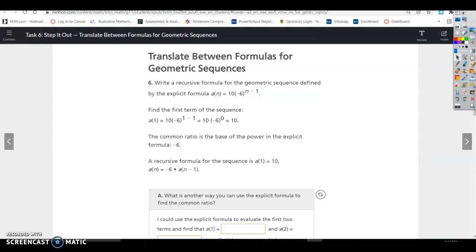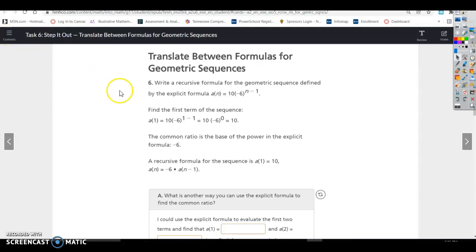Lesson 14.2, task 6. Translate between formulas for a geometric sequence. Write a recursive formula for the geometric sequence defined by the explicit formula a of n equals 10 times negative 6 to the n minus 1 power. Find the first term of the sequence.